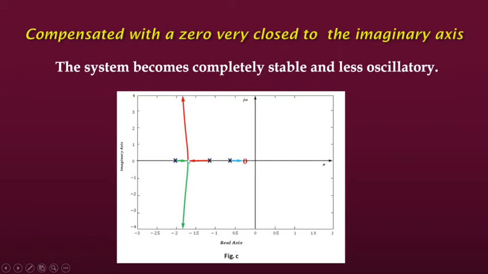So there is no asymptote that crosses the right hand side of the s-plane. So there is no root locus that crosses the imaginary axis, that means the j omega axis. So if a zero is added close to the origin, then the system is completely stable.